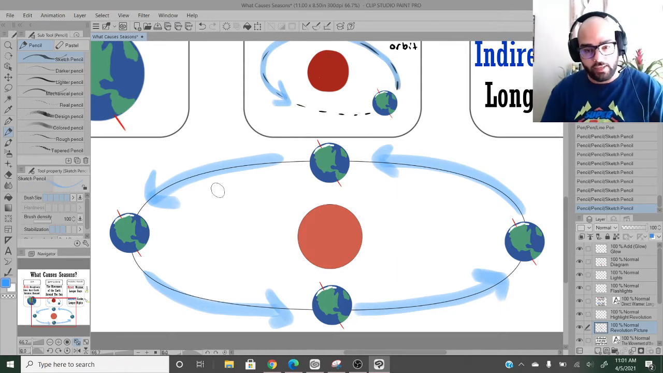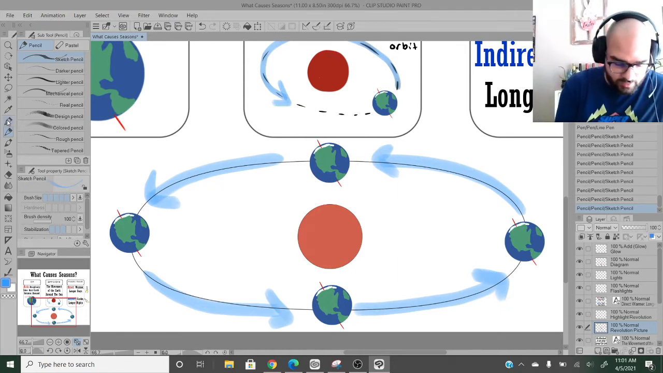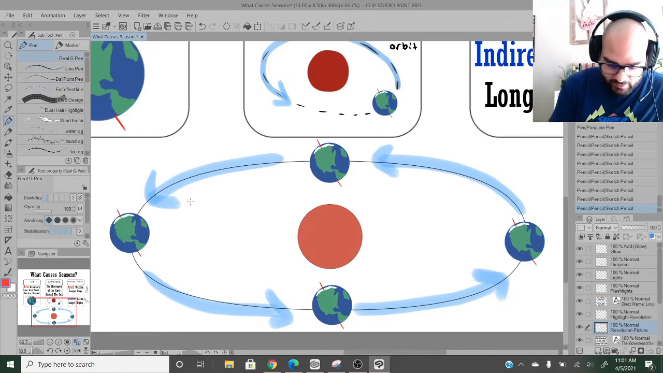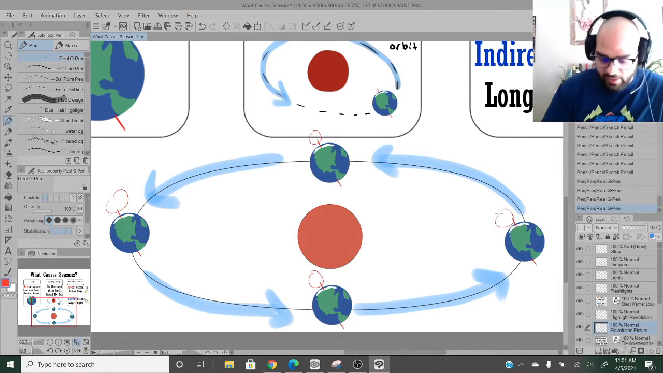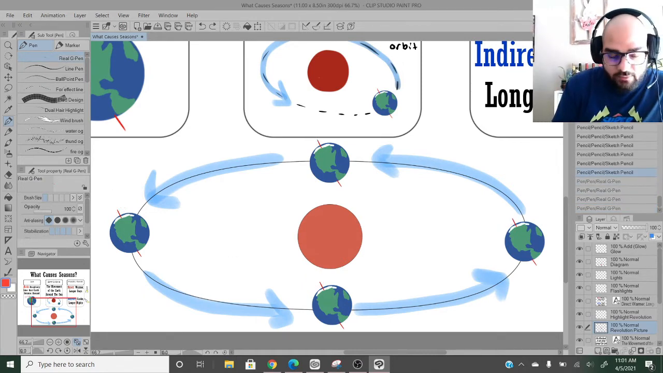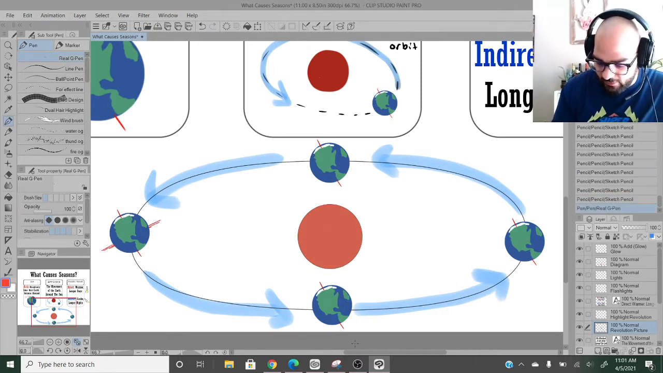Around the sun, okay? Now, when we look at this, we can see that Earth is clearly tilted, right? We can see that this part never moves. It faces the same direction throughout. We can also notice that when we split the Earth, we already know that the Earth is split into hemispheres, right?